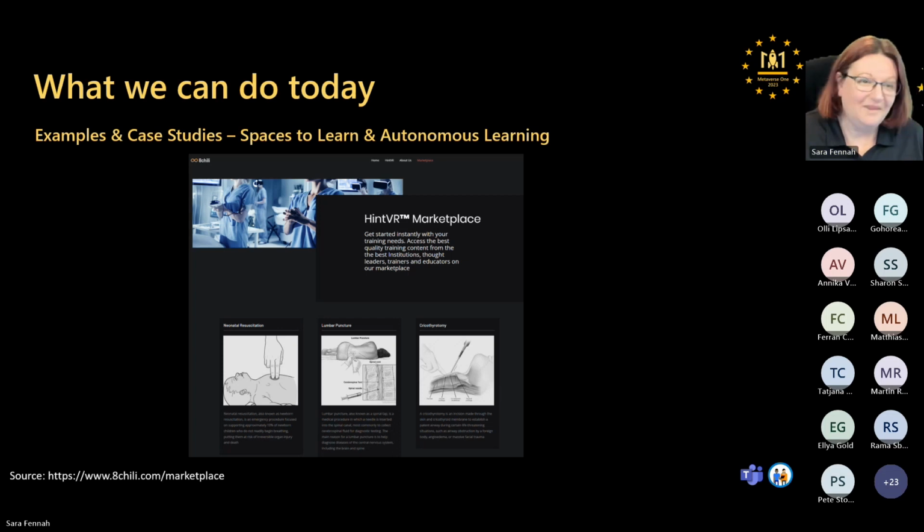So again, another really obvious scenario. Let's try things out that are a little bit dangerous or perhaps even unethical to learn in reality. And let's take that away and put that into that virtual space so that we can use a safe, secure way of learning.